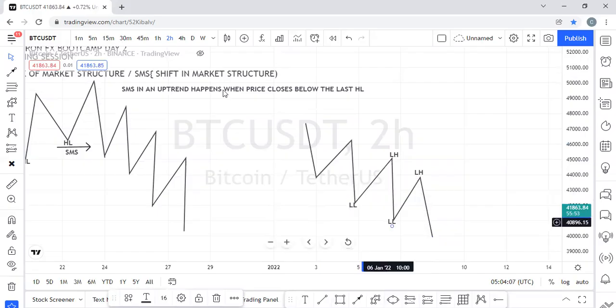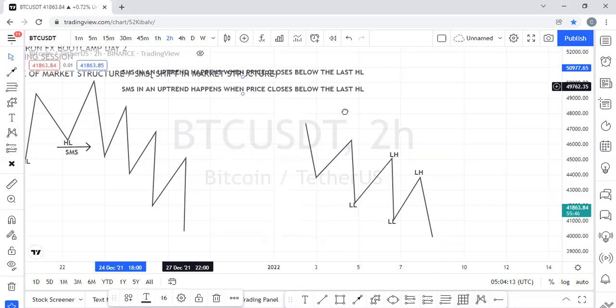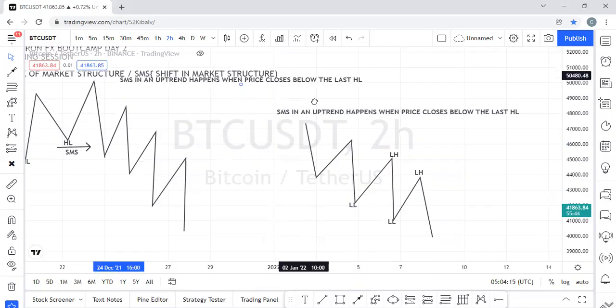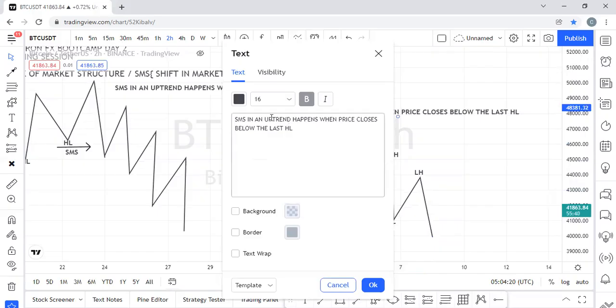Now this is our rule for a downtrend. There's an SMS in a downtrend. Let us bring this here. These are the rules. Please write it down. Write it down. Write it down. Right. So this is a downtrend. An SMS in a downtrend happens when price closes above the last lower high. Last lower high.